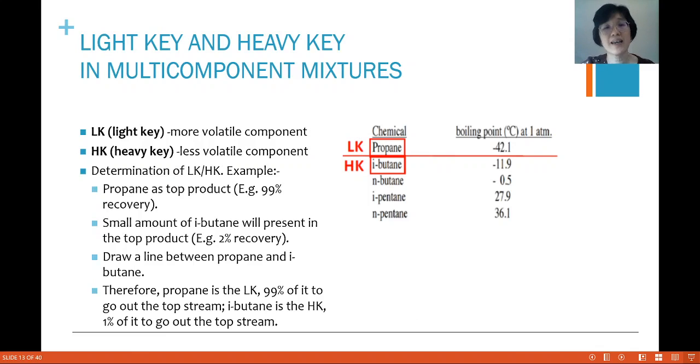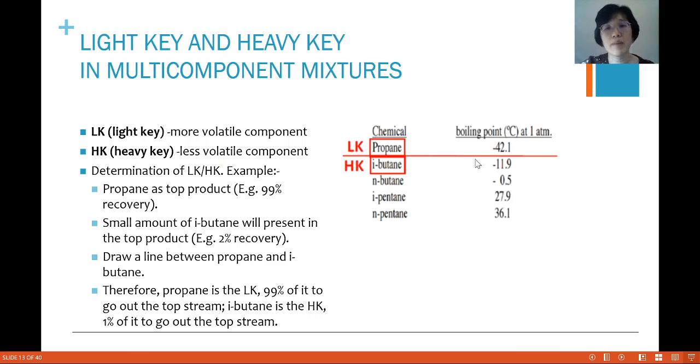So, light key and heavy key in a multi-component mixture. Later on, when you use the shortcut model in Aspen Plus, you may need to identify the product recovery of light key and heavy key. That's why it's very important for you to know what is light key and what is heavy key. Light key is the more volatile component, and heavy key is the less volatile component.